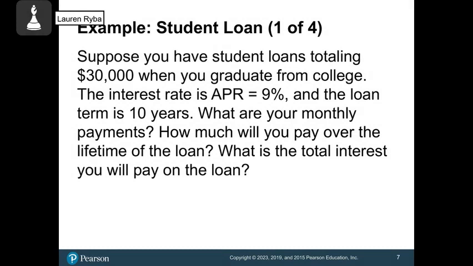Suppose you have student loans totaling $30,000 when you graduate from college. The interest rate is 9% and the loan term is 10 years. What are your monthly payments? How much will you pay over the lifetime of the loan? And then what is the total interest you'll pay on the loan?